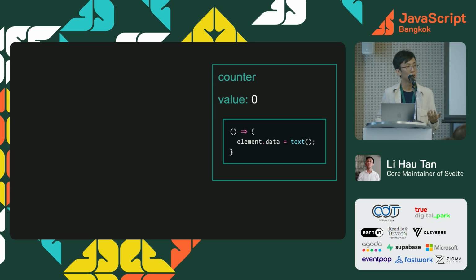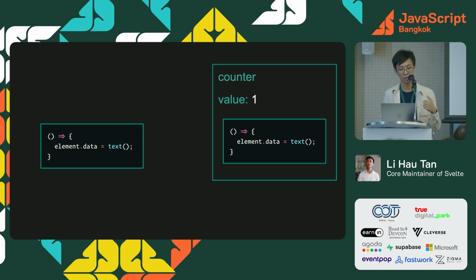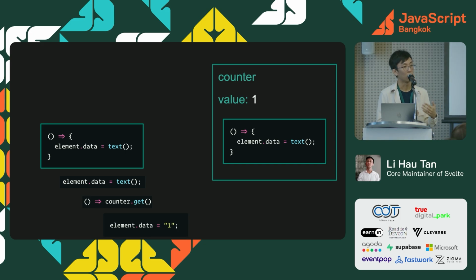Until sometime later, maybe somewhere else, someone modifies the signal value to 1. Now, the signal will think, oh, okay, my value has changed. I need to call the effect callback again, which is this one, right? I'm going to call this, which will call the text function, which will call the counter to get, which will return me the value of 1, and I'm going to update the text of the element to be 1. And so you get it, right? So the text element will update whenever the signal value has changed.